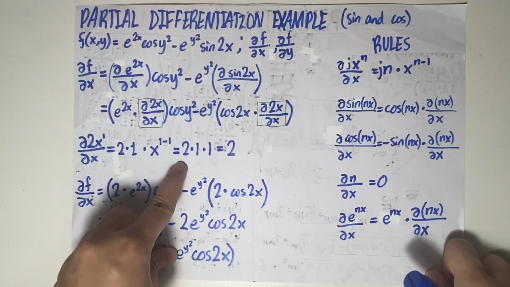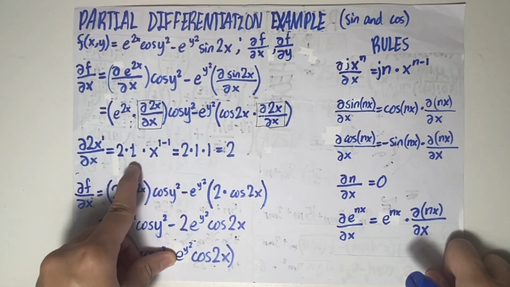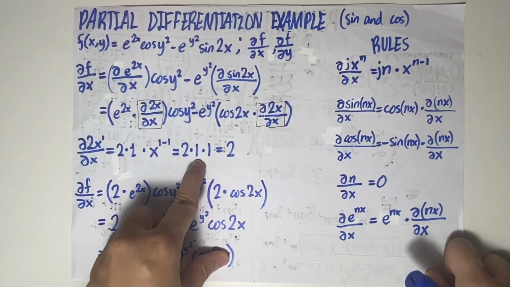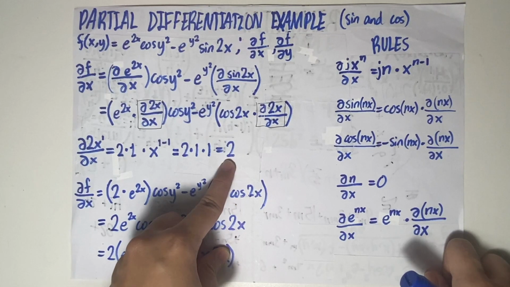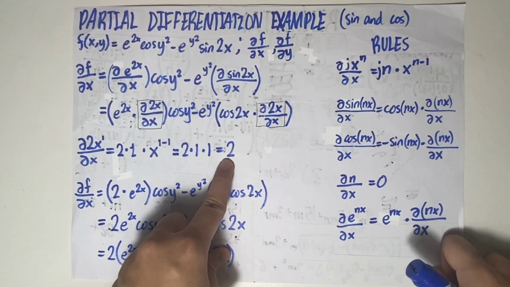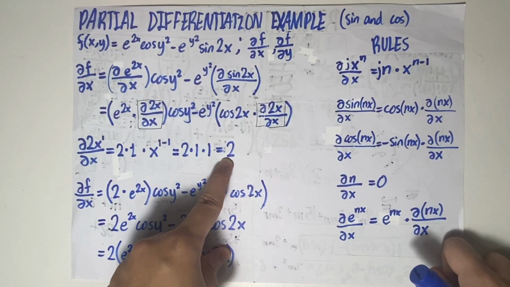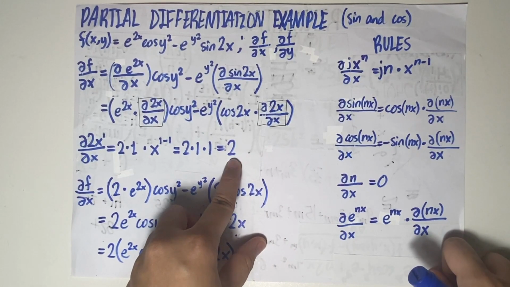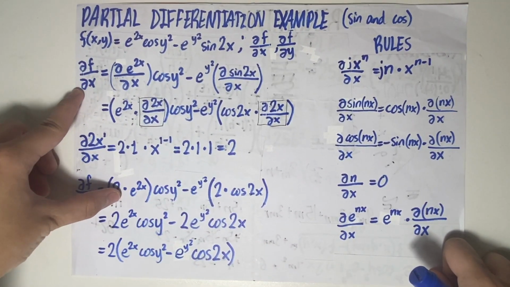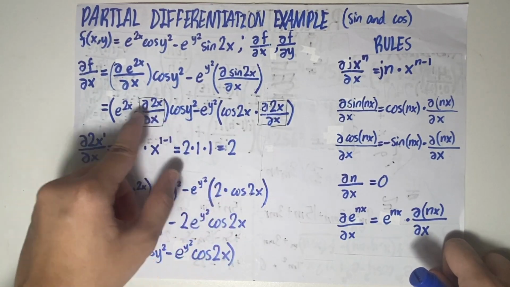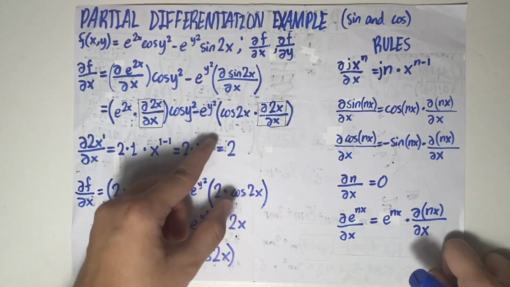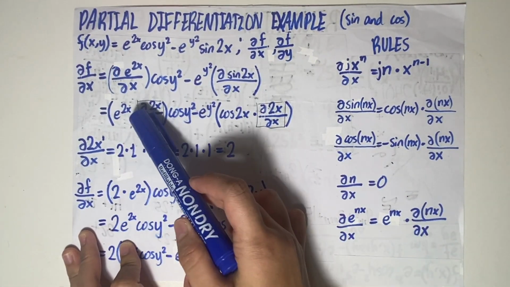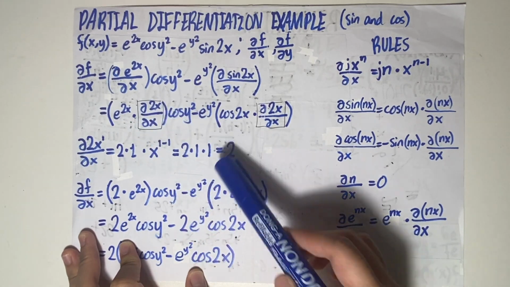So it becomes 2 times 1 times 1, which is simply 2. That means in this function, the derivative of 2x, over here and over here, is equal to 2. Let's return to deriving our function in terms of x, and substitute the derivative of 2x with its value 2, which is done down here. We've simply rewritten the equation, replacing the derivative of 2x with its value 2.